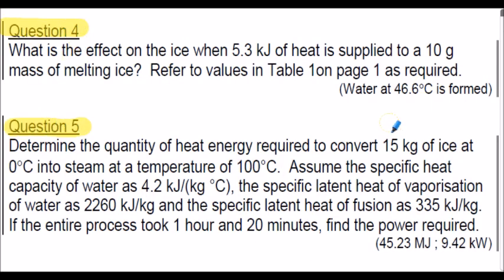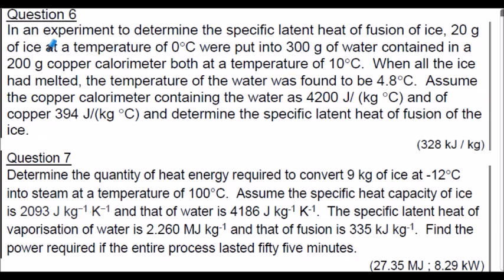Just note that question 5 has two changes of state here because we're converting ice at 0 degrees C into steam at 100 degrees C. So here we have ice at 0 degrees C converted to water at 0 degrees C, so that's a latent heat problem. Then we have water at 0 degrees C converted to water at 100 degrees C, so that's an MC delta T problem. And then we have to convert the water at 100 degrees C into steam at 100 degrees C, so another latent heat problem. We're asked to find both the energy required and the power required.